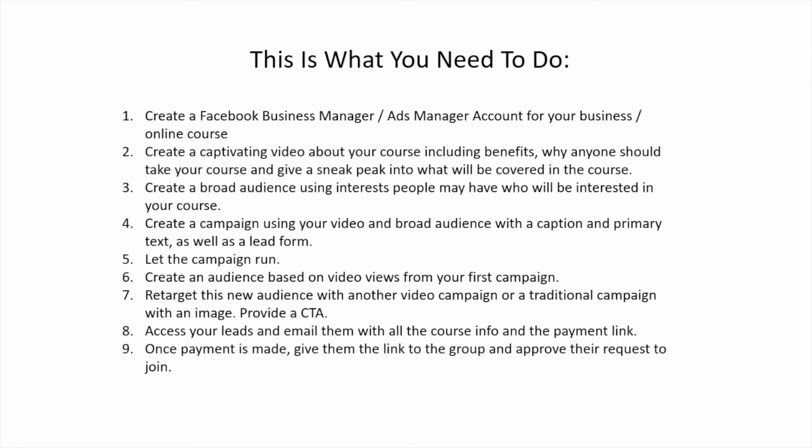Thirdly, create a broad audience using interests people may have who will be interested in your course. Fourthly, create a campaign using your video and broad audience with a caption and primary text as well as a lead form. Then let your campaign run. Create an audience based on the video views from your first campaign, and then retarget this new audience with another video campaign or a traditional campaign with an image. Provide a CTA, a call to action. Then access your leads and email them with all the course info and the payment link.